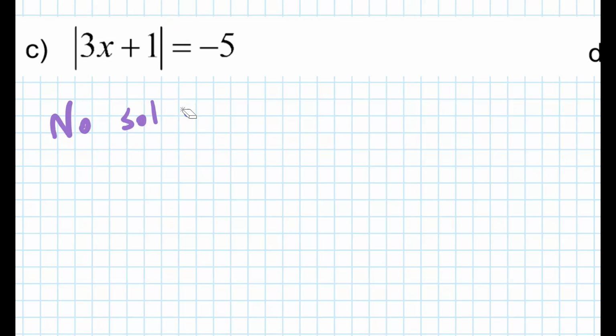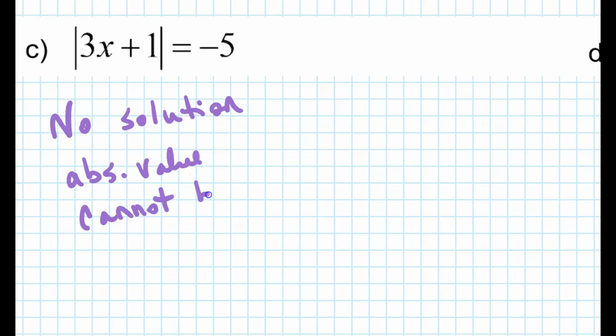Oh, that looks really messy. Let's try that again. And again, absolute value cannot be negative. All right, so tell me, what would happen though if you didn't catch that right away and you went ahead and you set up 2 equations. You set up 3x plus 1 equals negative 5 and 3x plus 1 equals positive 5. Would you get 2 solutions? Yeah. You would get 2 values of x.